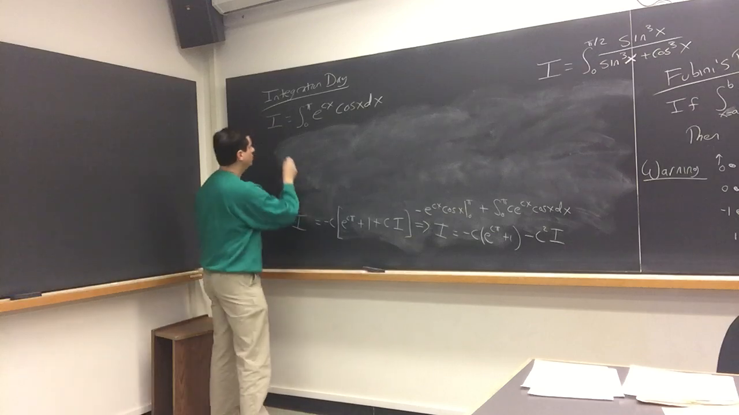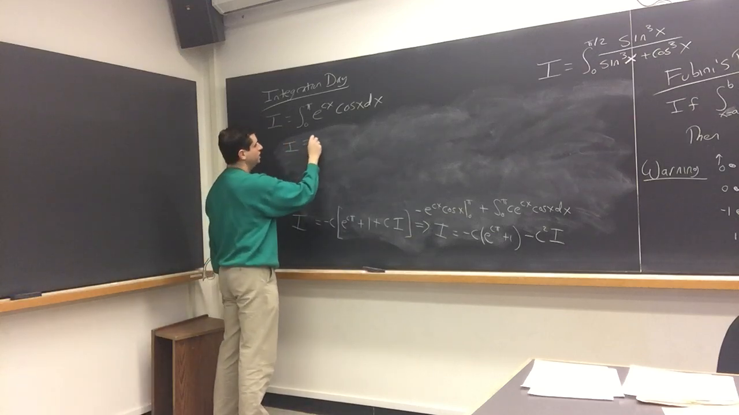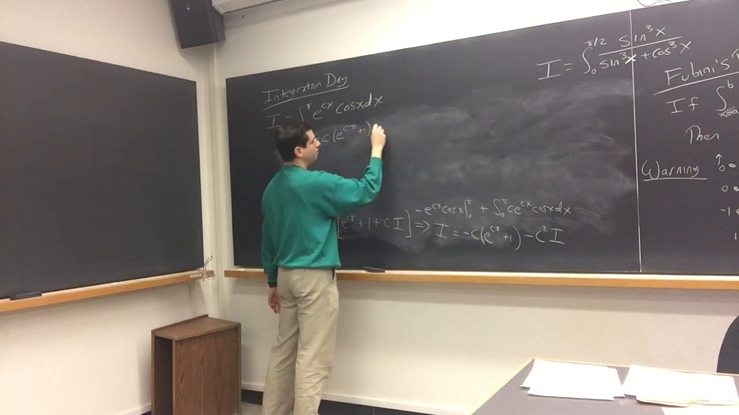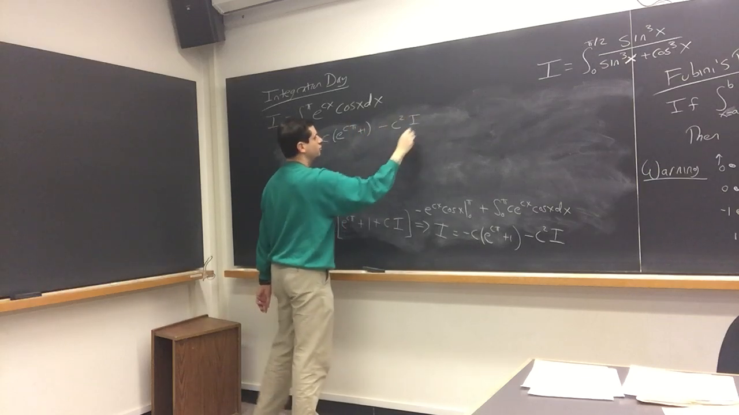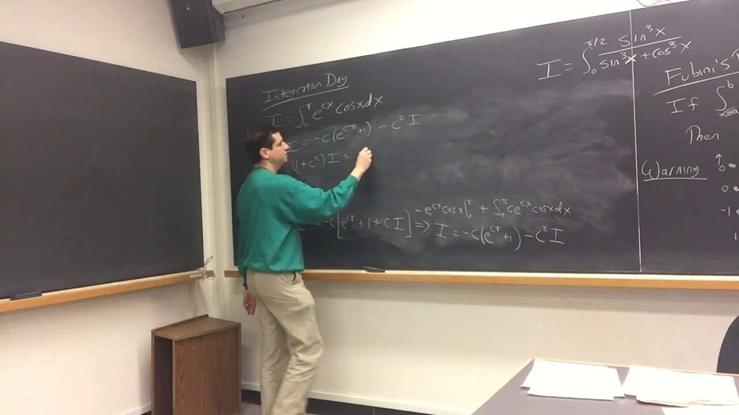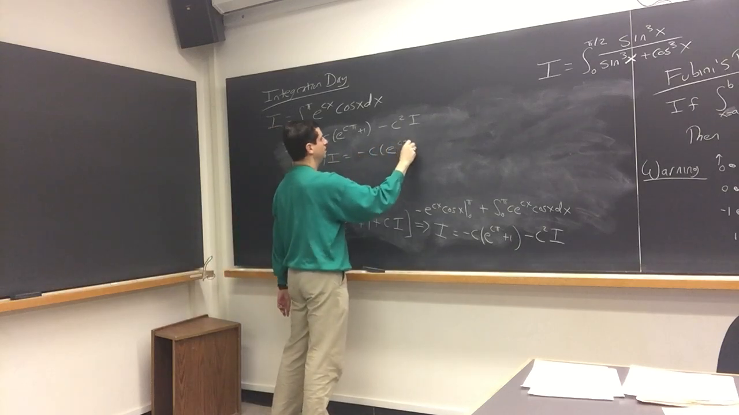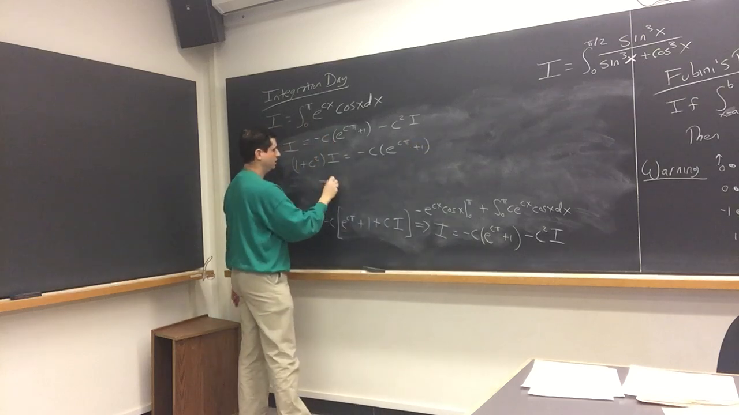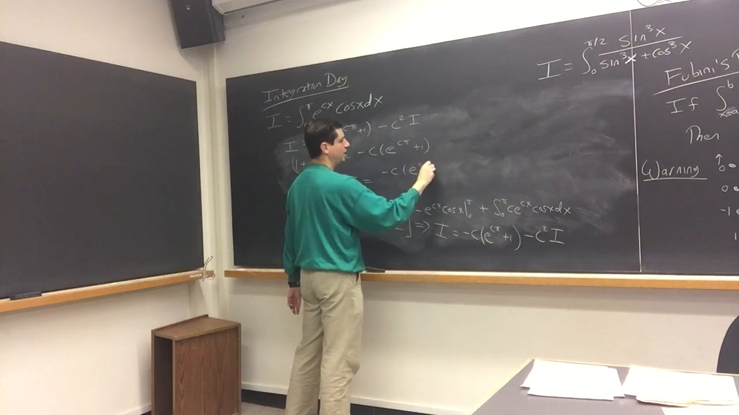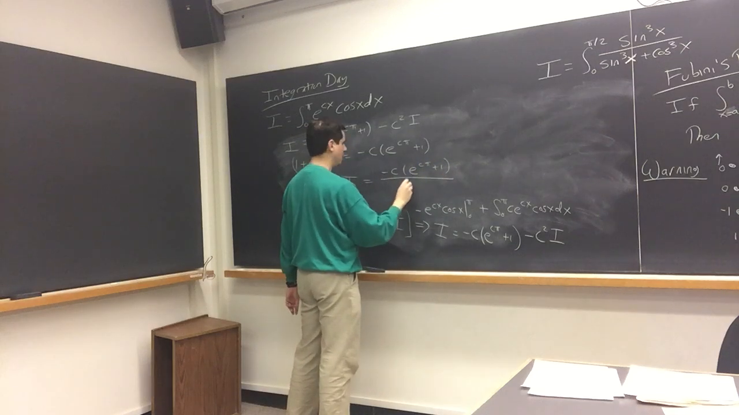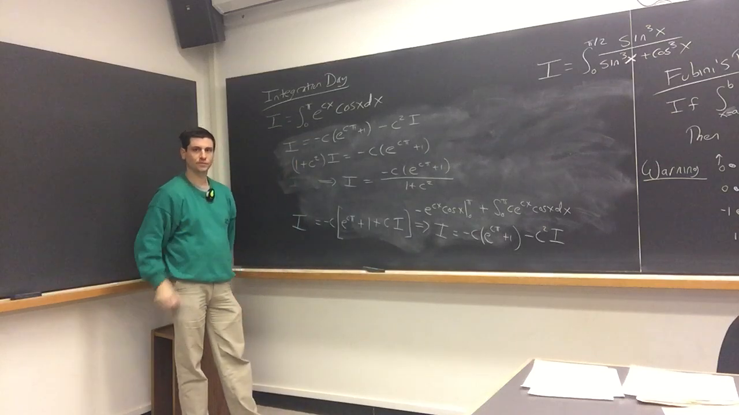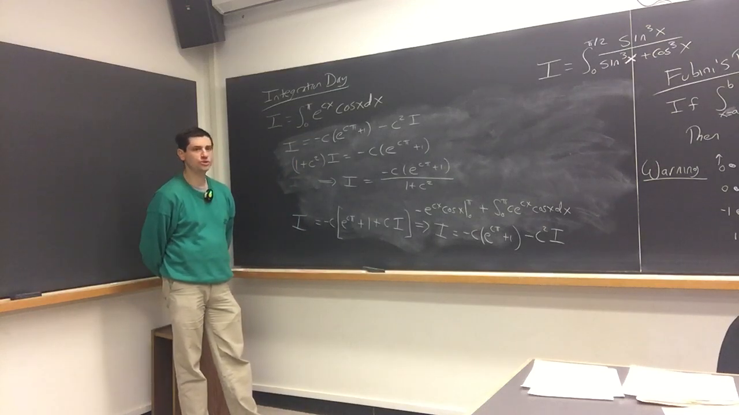And so now we go: I is equal to negative c e to the c pi plus 1 minus c squared I. So bringing it over, we get 1 plus c squared times I is negative c e to the c pi plus 1. Therefore, I equals negative c e to the c pi plus 1 divided by 1 plus c squared. When you get an answer like this, what should your first thought be?